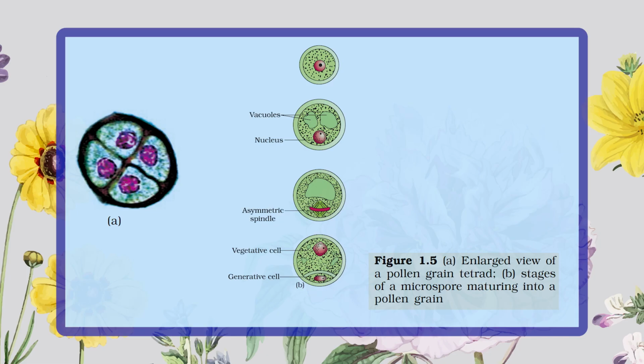We can see the structure and development of vegetative cell and generative cell in this diagram. Diagram A shows pollen tetrad. In diagram B, we can see the changes occurring in the pollen cell. It increases in size and nucleus becomes prominent. In the third diagram, nucleus becomes asymmetric, spindle shaped, and in the last diagram, mitotic division occurs which forms vegetative and generative cell.